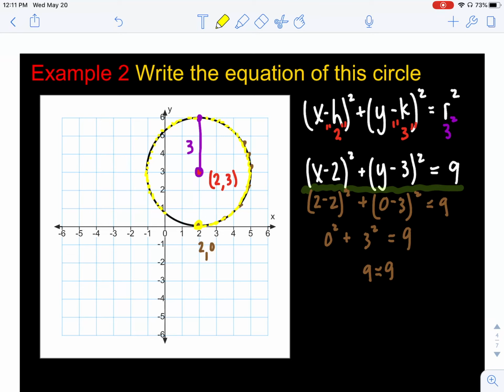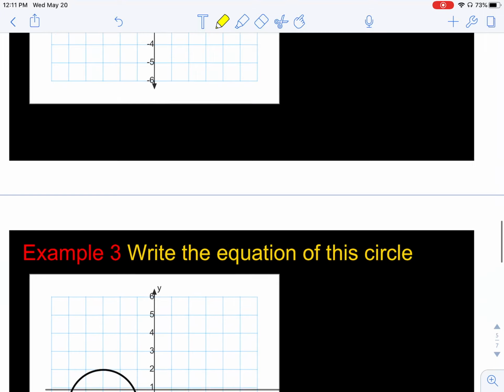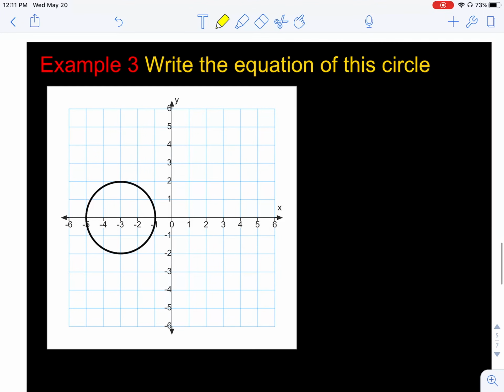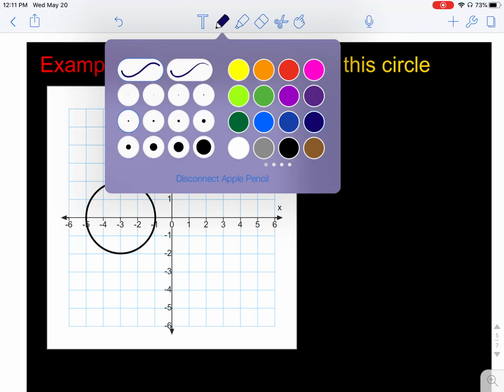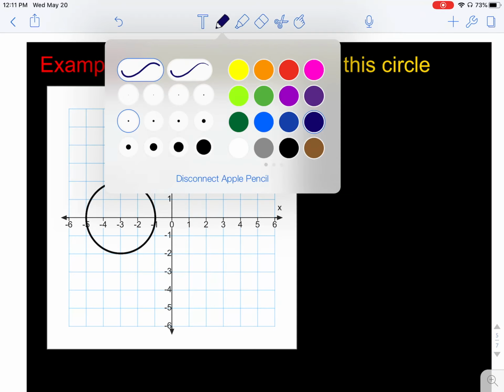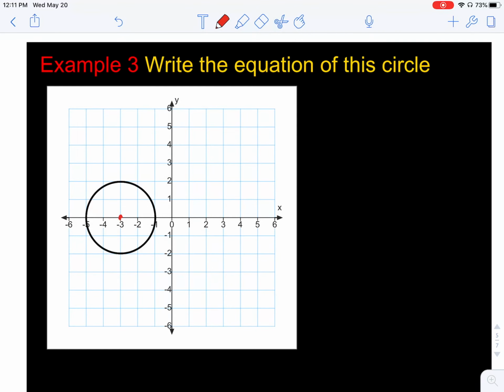All right, but really all we're going to be asking you to do here is be able to write the equation and get an understanding of what it means. Here's another one. This one's a little bit trickier because it moves in a negative direction for x. So this has a center that's at -3, 0, and it has a radius of 2.